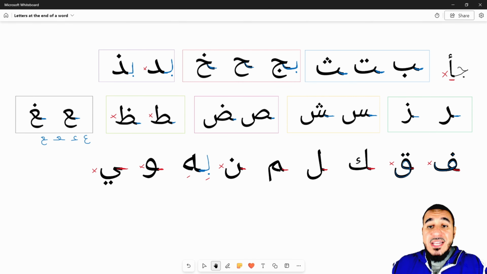So if you can just unsuspend the Anki decks related to the letters when they're at the end of a word and start on those, inshallah everything should be getting much easier now as you've been going through all of the cards and really memorizing everything that we've been covering in the course.